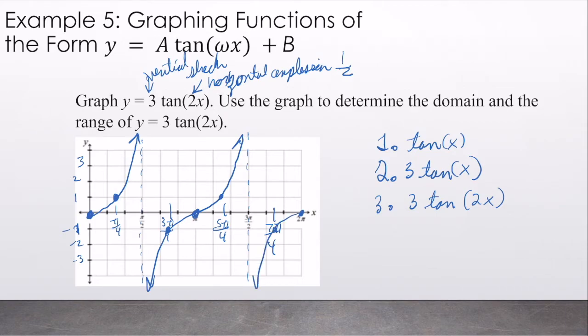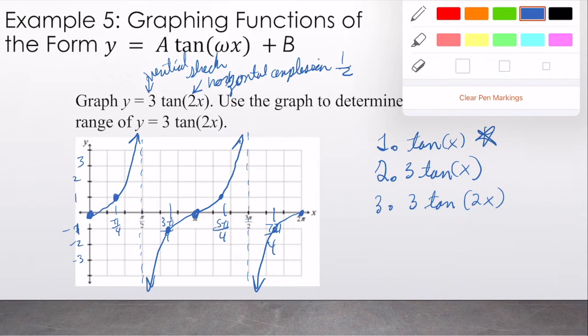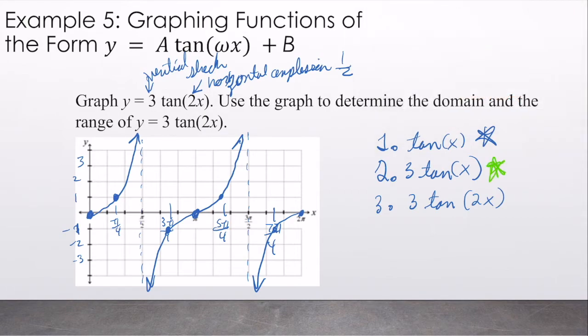Next, I'm going to multiply this by a factor of 3. So let's change colors. Let's change to green. So that means 0 stays 0, but 1 becomes 3. Negative 1 becomes negative 3. 0 stays 0, 1 becomes 3. 0 stays 0. Negative 1 becomes negative 3. So here's our new graph. Notice that my asymptotes have not changed. We haven't altered the period of this function at all.